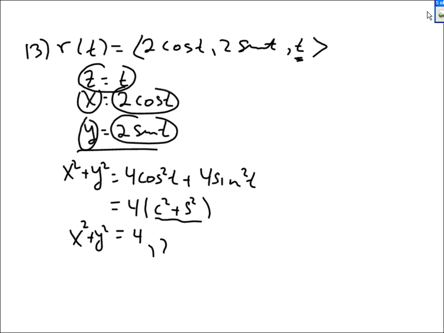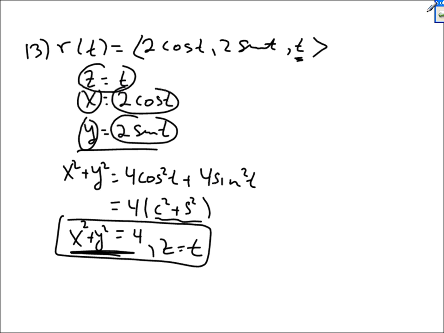Regardless of what z is, z is t. It's always a circle of radius 4. Always. But z goes up and down. So you get circles. Remember, this is just in the xy plane. You have circles in the xy plane that just go up and down. That is, you get a cylinder. And since t can be negative, z, which is equal to t, can be negative.